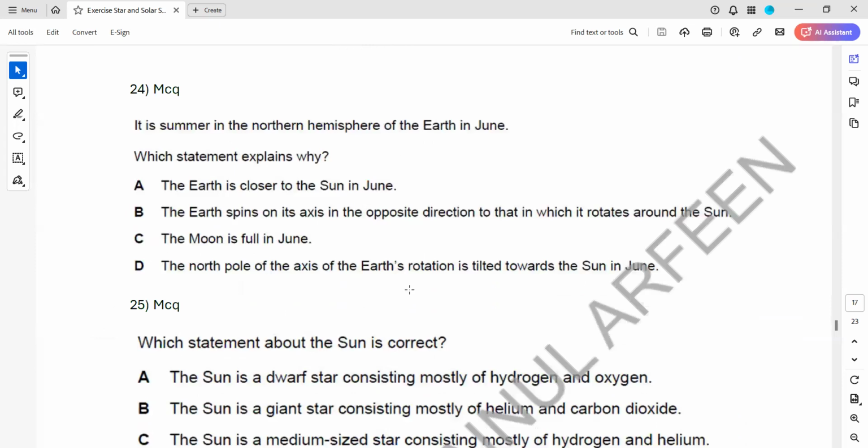Question 24. It is summer in the northern hemisphere in June. Which statement is correct? So in the month of June, the northern hemisphere is experiencing summer.